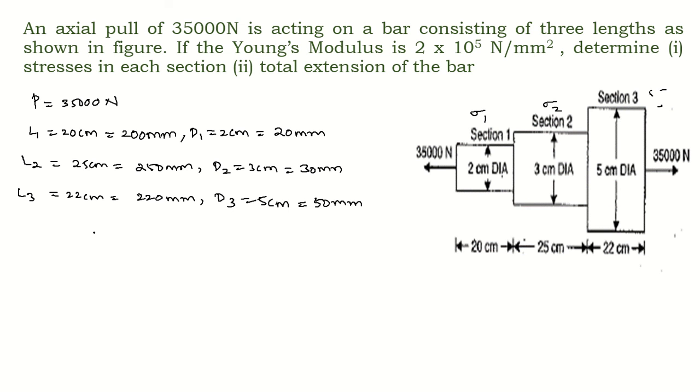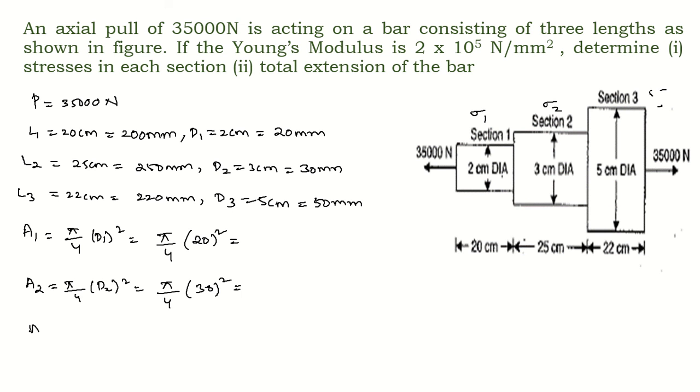So now our intention is to calculate sigma 1, sigma 2, sigma 3 in the first part of the question. So before I go into that, let's calculate A1. So which is pi by 4 of d1 square. I always suggest you, once you have diameters, please calculate the cross-sectional area immediately. Similarly, A2 will be pi by 4 of d2 square, which will be equal to pi by 4 of 30 whole square. Similarly, A3 will be equal to pi by 4 of d3 square, which is equal to pi by 4 of 50 whole square.